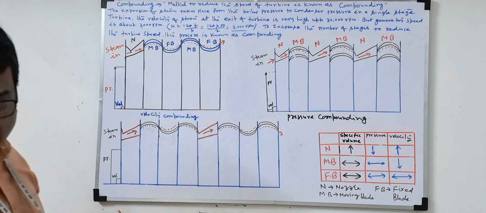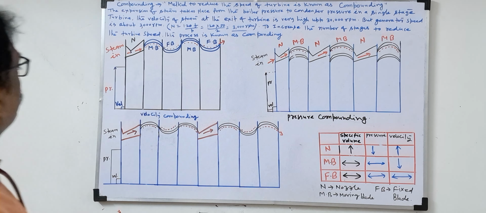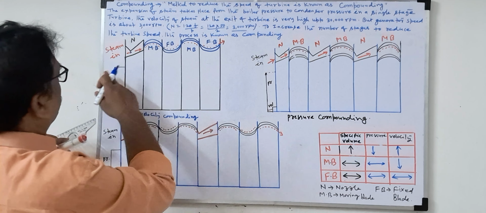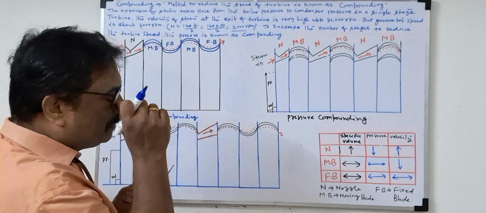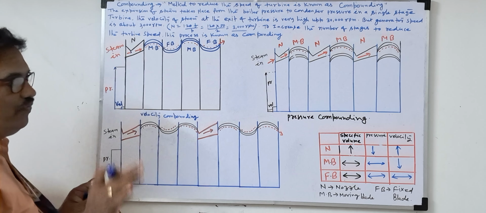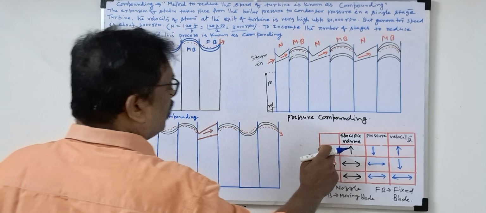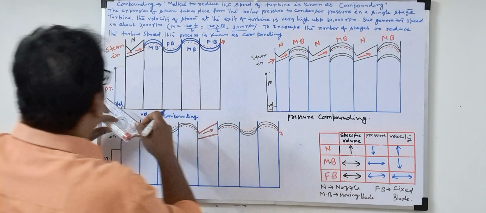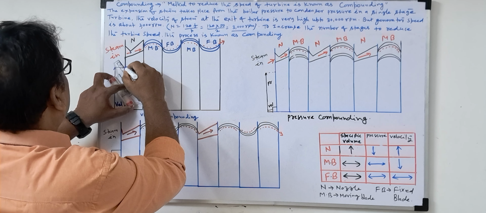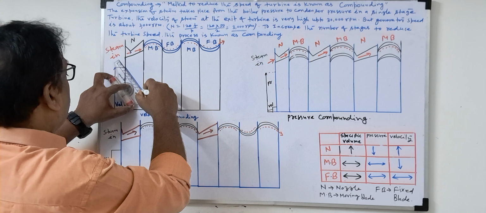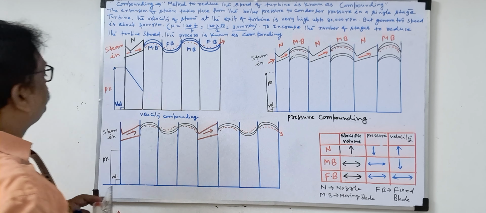So what is happening there? Here we will see the variation, first the pressure, because this is velocity compounding now. The compounding will take place from the velocity. What happens to the pressure? As I said for the nozzle, pressure will be reduced. In velocity compounding, the pressure reduces drastically.